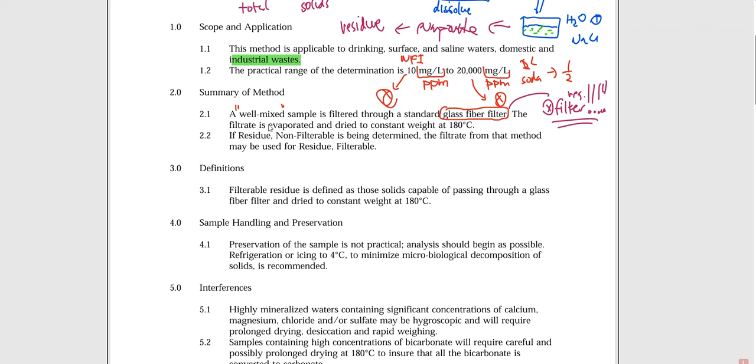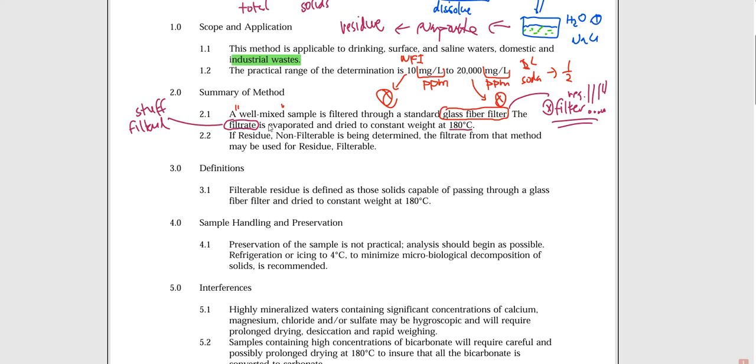So it looks like I'm going to filter stuff through, and then it says the filtrate is evaporated. What is filtrate? Filtrate is the stuff that has been filtered. All of the things that I'm collecting in that beaker at the very bottom, that stuff is my filtrate. That has made it through the filter paper.